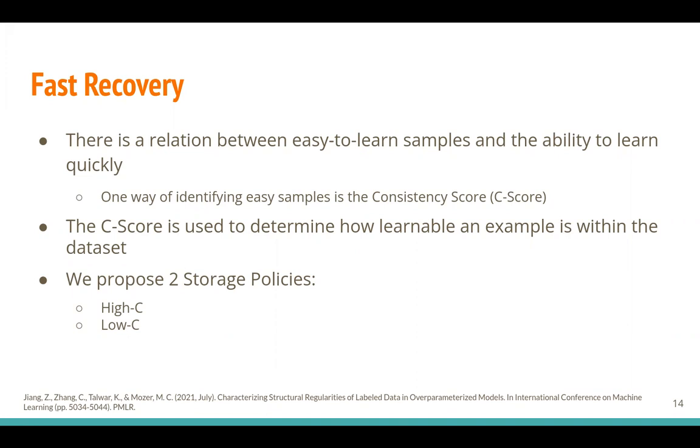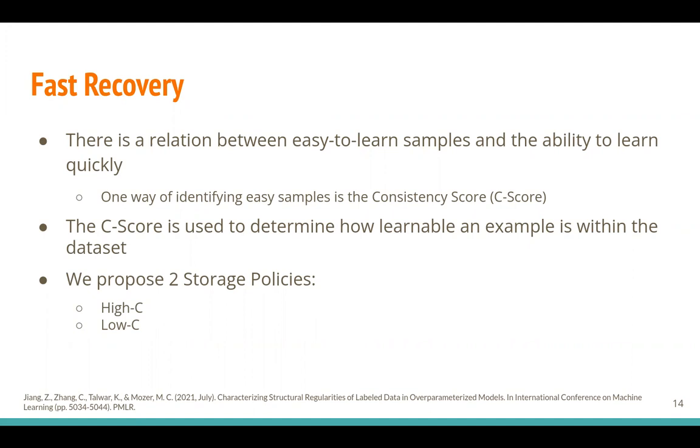And one way to measure this consistency score is by training a big number of models with the same dataset. The C-score is going to tell us the proportion of correctly classifying an element within a certain threshold of iterations. So if a sample is very learnable, we know that example is learned at the beginning of the training process. So it's an easy-to-learn example.